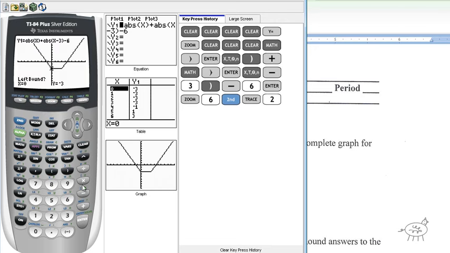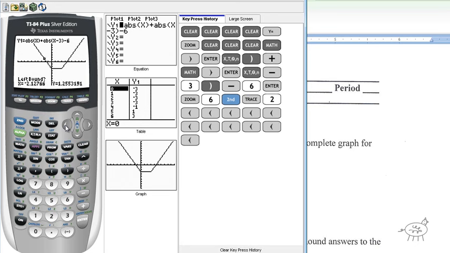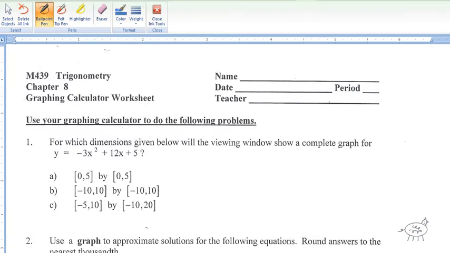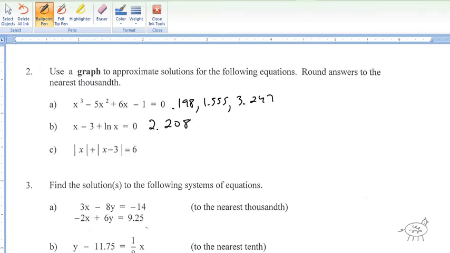But let's calculate our zeros. So we're going to go left bound. Make sure you're left of the 0. Hit enter. And then right bound. And then guess. Okay, so there's one of our zeros. Negative 1.5. And let's find our other 0 here.